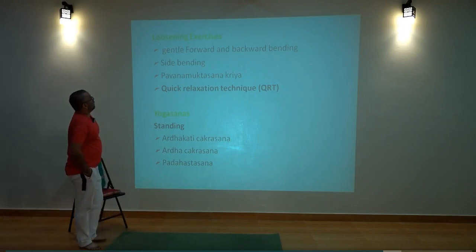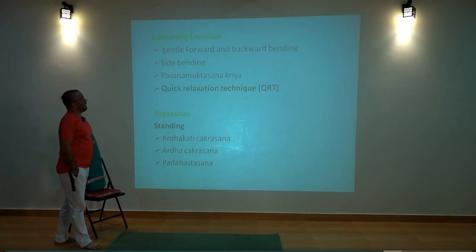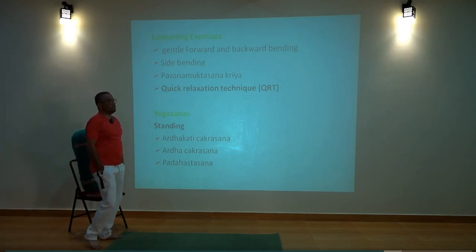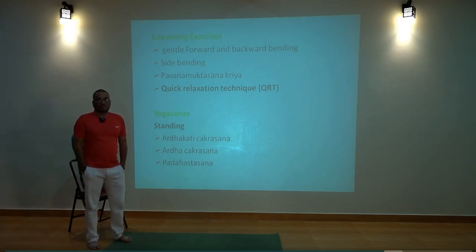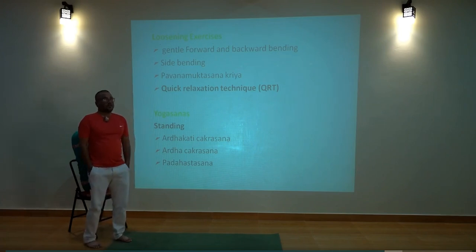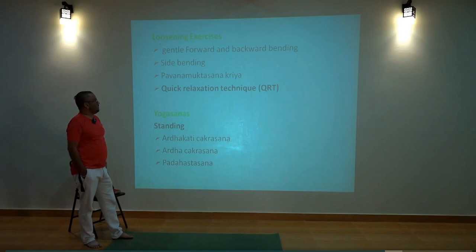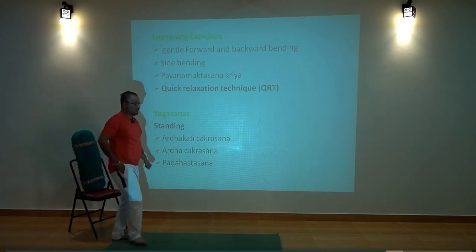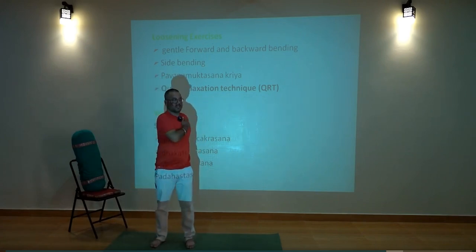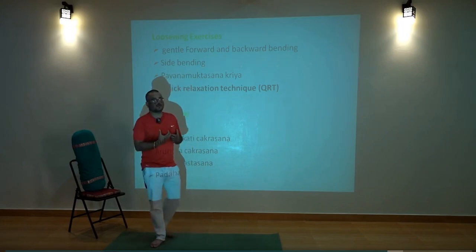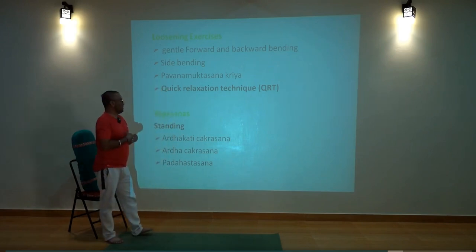Gentle forward and backward bending, loosening exercises we can do, side bending we can do, and Pavanmuktasana Kriya, the Pavanmuktasana series, the wind releasing series, we can practice. Quick relaxation technique we can do. If you're talking about the yoga asanas in the standing posture, Ardha Kati Chakrasana, Ardha Chakrasana, Padahastasana. Ardha Kati Chakrasana, which we can do halfway, like this way we can move. Half spinal twist and holding here, improving the spinal flexibility plus opening of the chest.